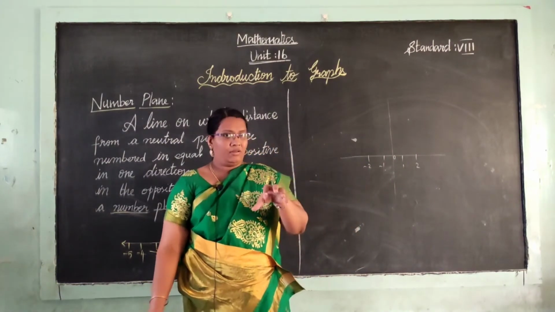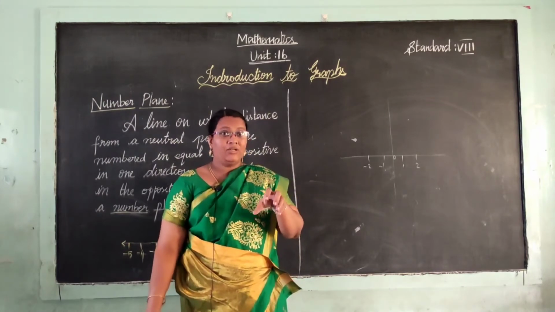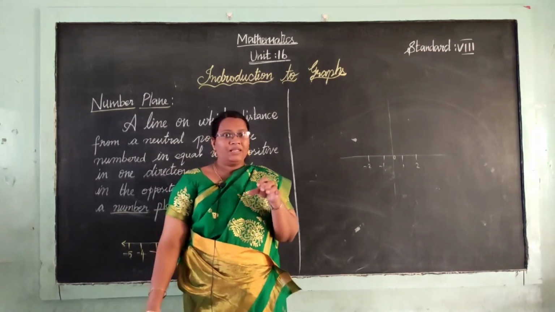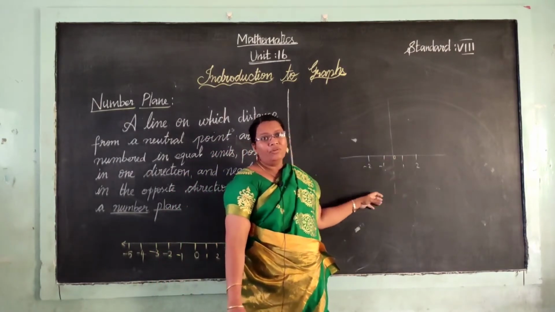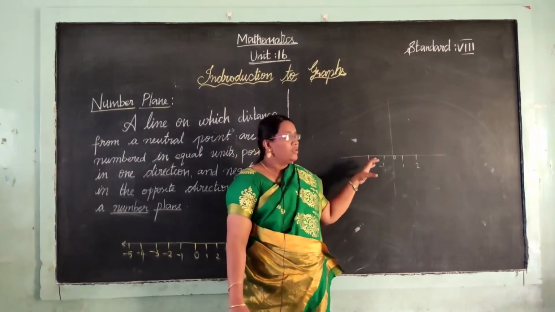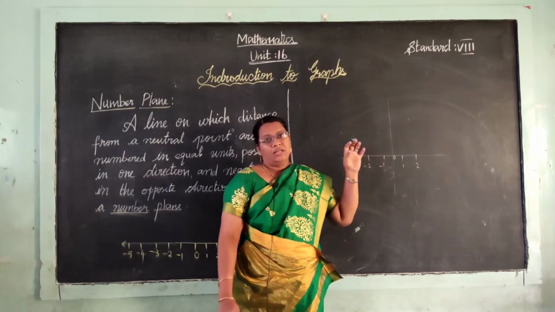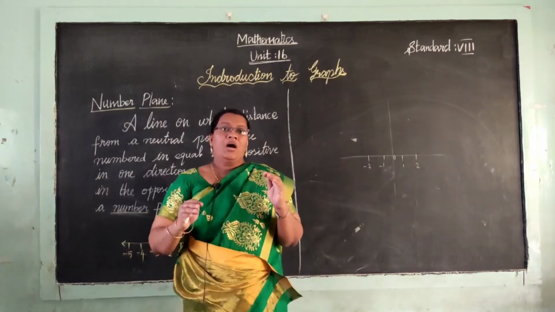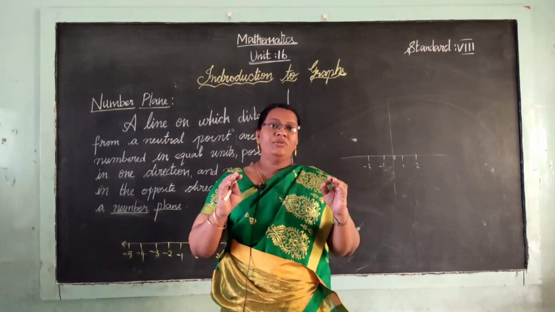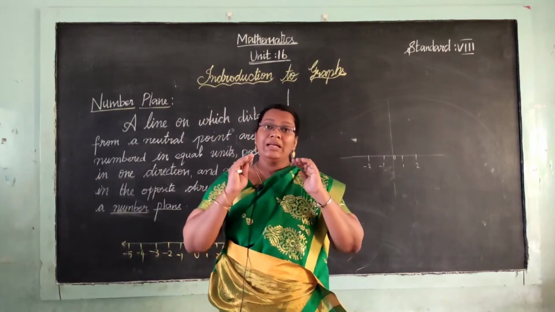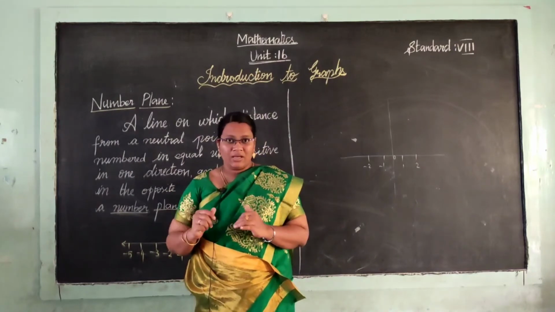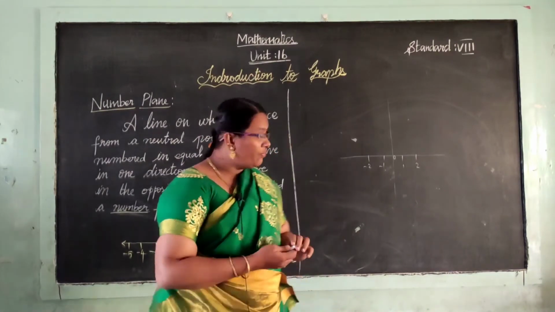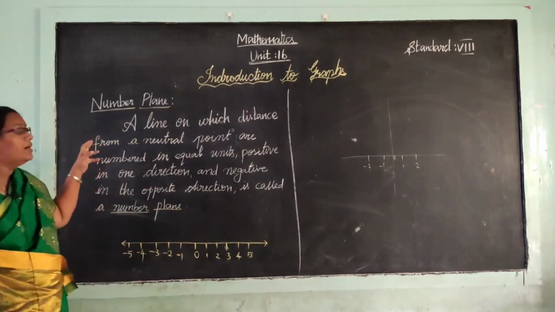If we know how to represent numerical data in a graph, we can draw the meaningful graph. Okay, so let us learn about how to draw the meaningful graph, that is, the interpretation of a graphical representation we will see. Okay, let's see the first one, the number plane.